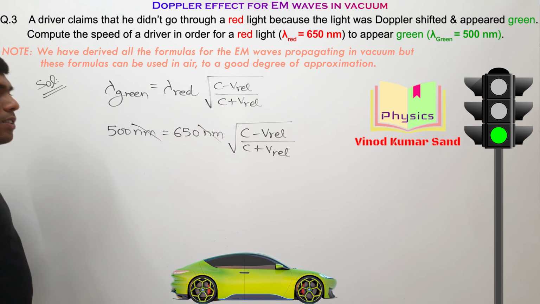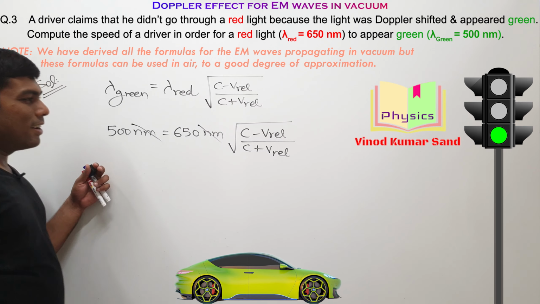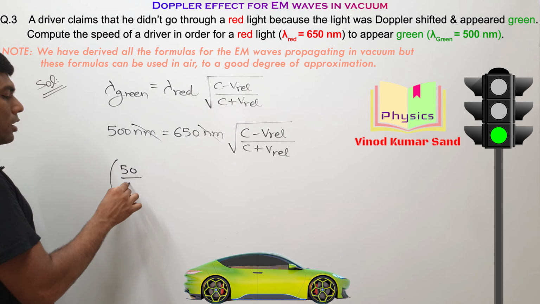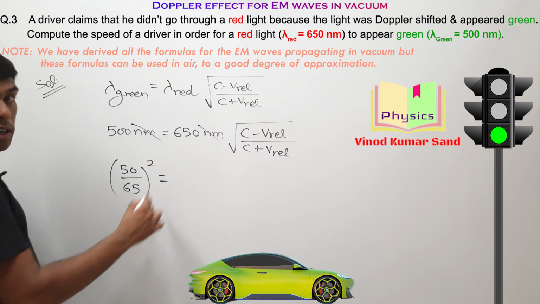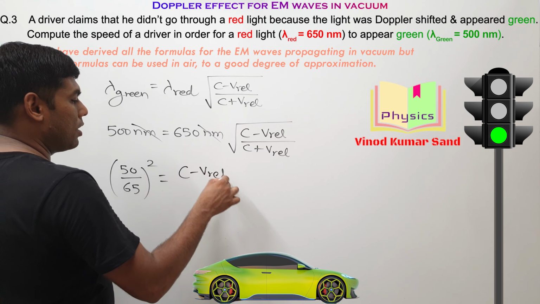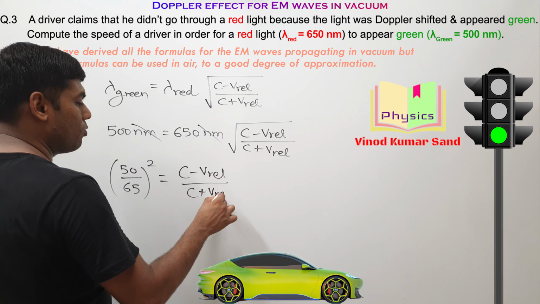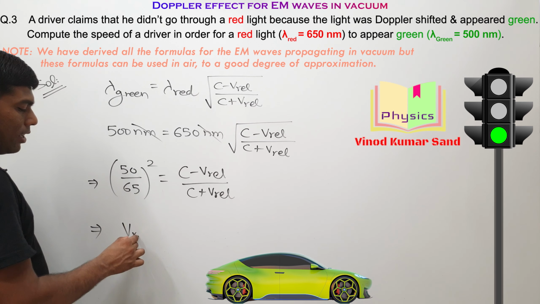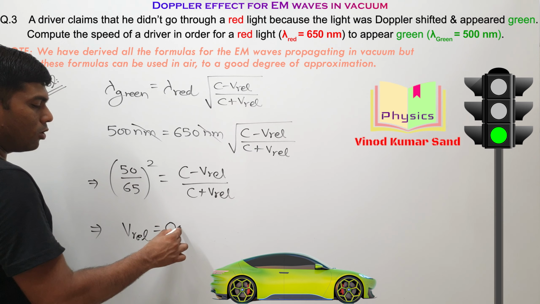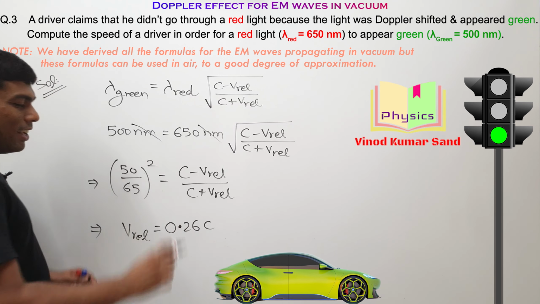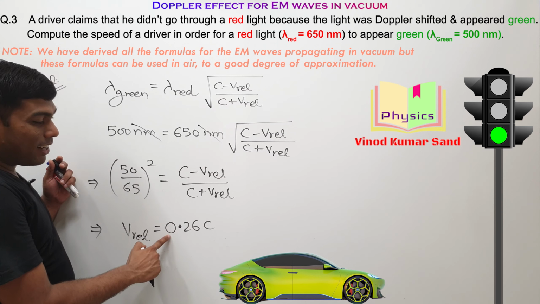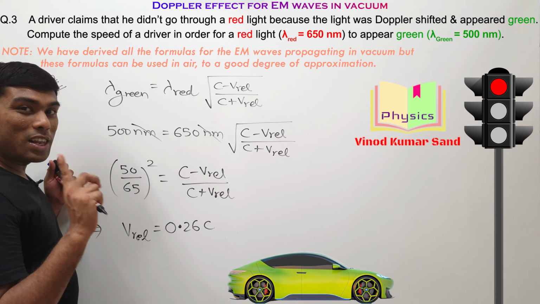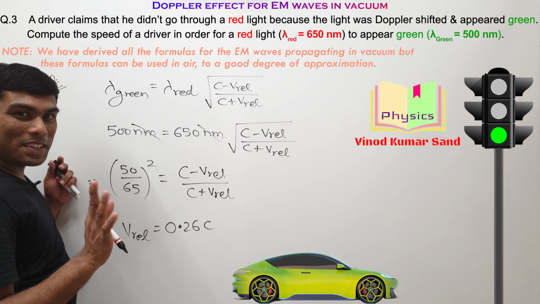You can cancel out the unit nanometer and do the calculation by squaring both sides. So I am doing it here. 50 by 65 whole square is equal to C minus V relative divided by C plus V relative. Simplifying it further, the V relative comes out to be 0.26 C. So if the driver drives the car at this speed, all the red signals will appear green to him.